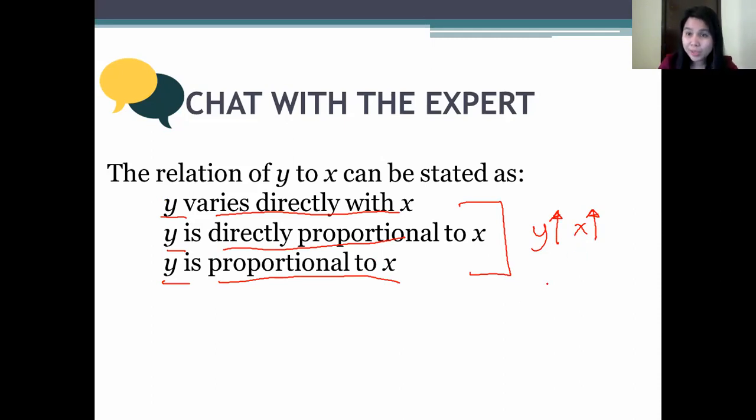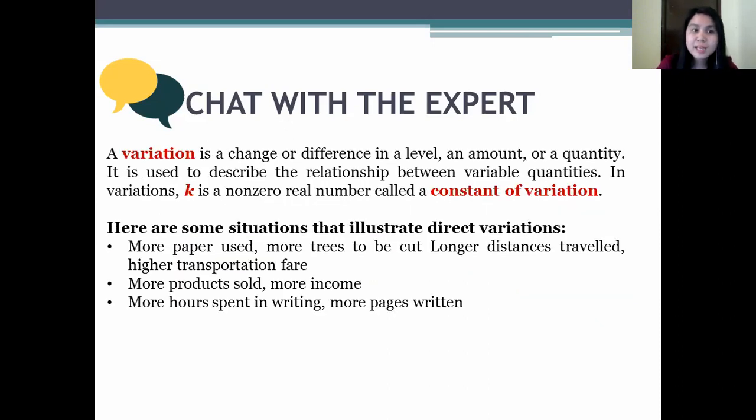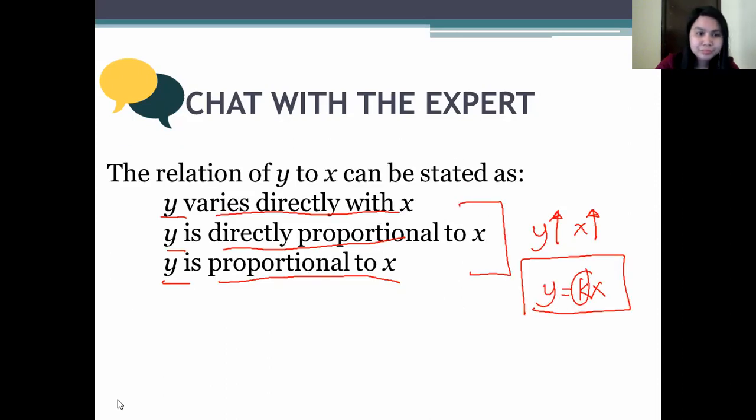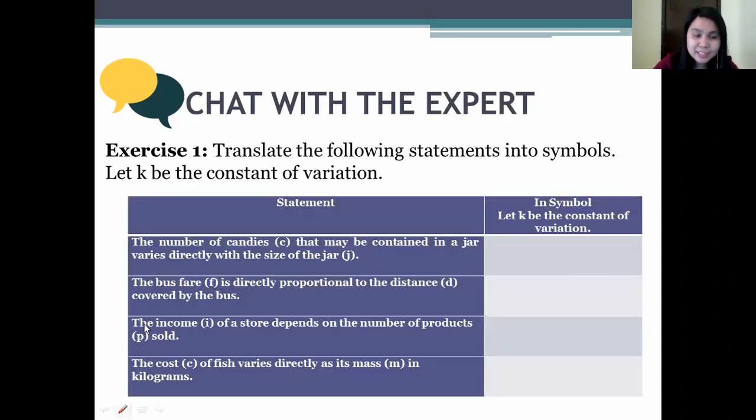Remember, our equation of variation is y equals k times x. Now, what is k? K is called our constant of variation. Now, what is a constant of variation? It is a non-zero number that tells us of the proportion of change that will happen when one variable will increase.